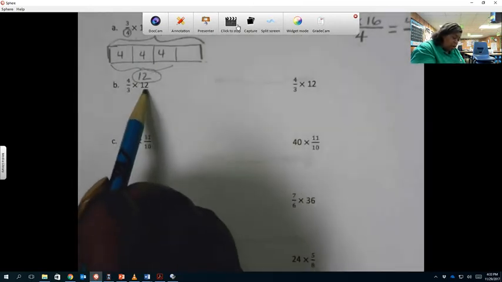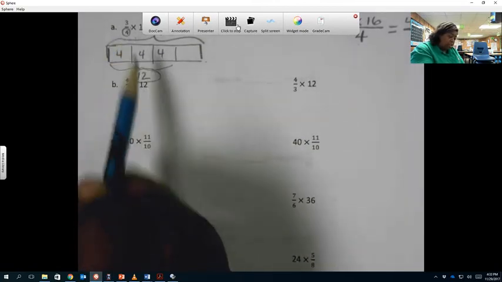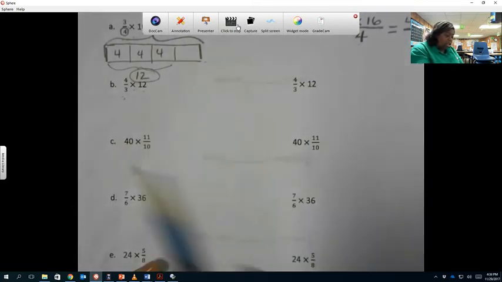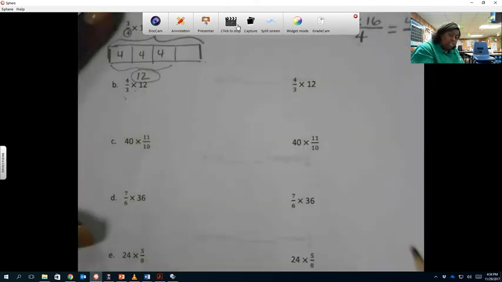Let's do letter B, 4/3 times 12. What do we notice that's different about this fraction than this one? Well, this one's an improper fraction, meaning it's more than 1. So our answer should be more than 12. Well, let's draw our tape diagram to prove it.